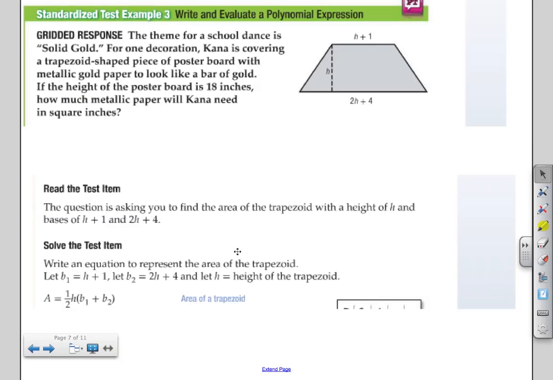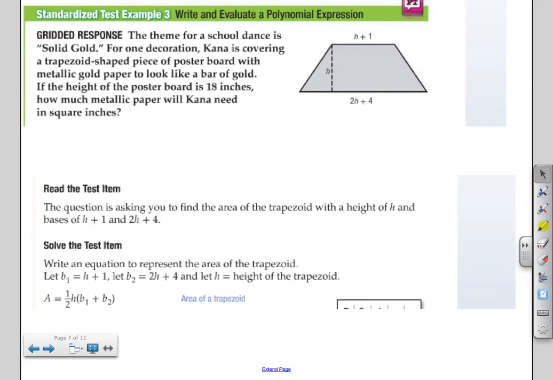Okay, here we have a standardized test example problem. The theme for a school dance is called solid gold. So they're decorating poster board to make it look like gold bars. So for one decoration, Kana is covering a trapezoid. This is a trapezoid, right guys? Right here, the trapezoid, right? 2 bases and it has a height, you'll remember. They're going to cover that trapezoid sheet of paper with metallic gold paper to make it look like the gold bar. If the height of the poster board is 18 inches, how much metallic paper will Kana need in square inches?